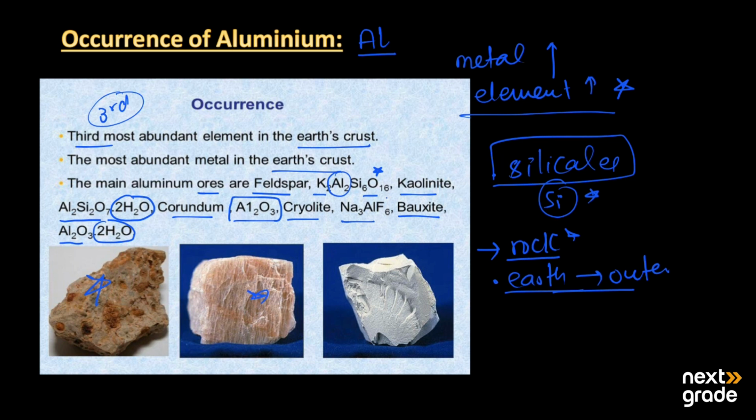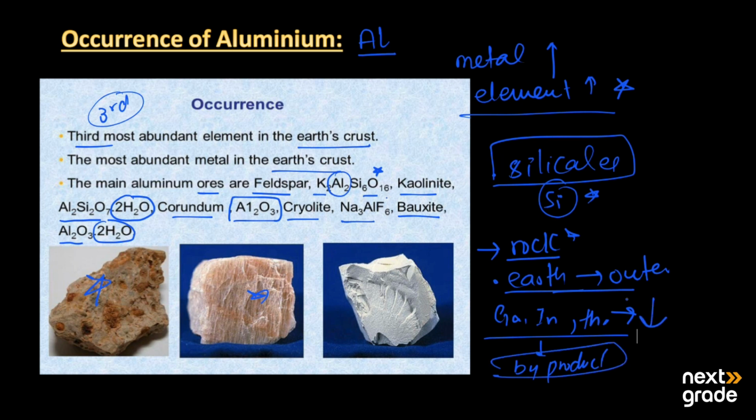On the other hand, the other elements of group 3A, which are gallium, indium and thallium, are relatively rare in nature and are obtained mainly as byproducts. It means they are very rare in nature. On the other hand, we have the most occurrence of aluminium over the earth's crust.